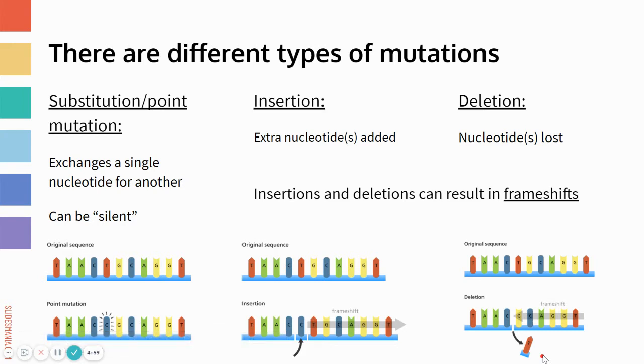The reason that insertions and deletions can be so catastrophic is that they can result in what are called frame shifts. I know I'm throwing a lot of vocabulary at you on this slide, so we'll talk about each of these in a little more detail in the next couple slides. Frame shifts just refer to the order that we're looking at for the codons in the DNA. We'll talk more about that in a second.